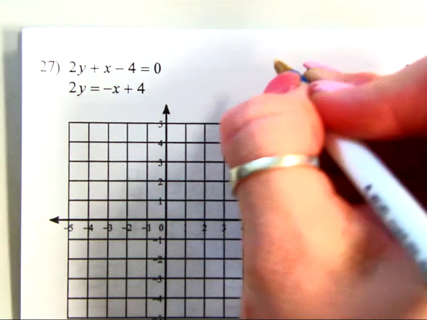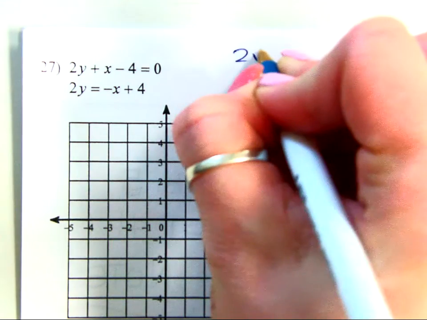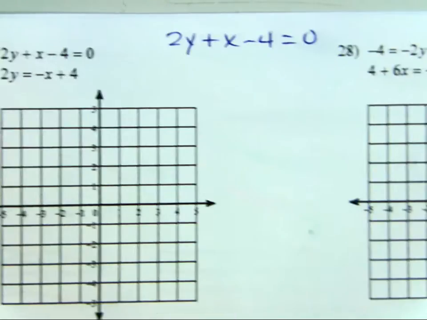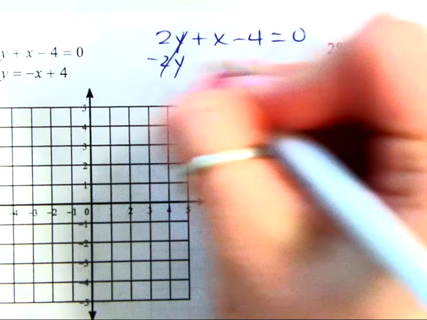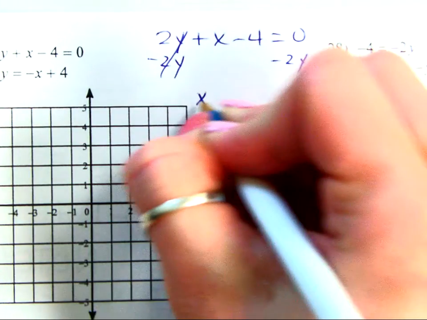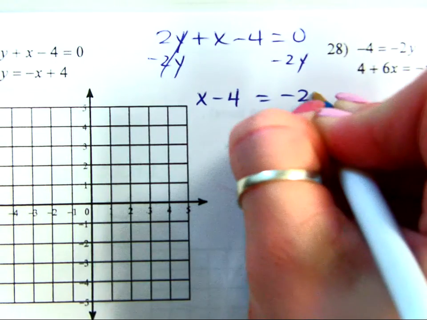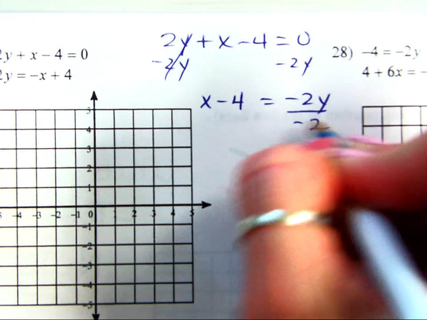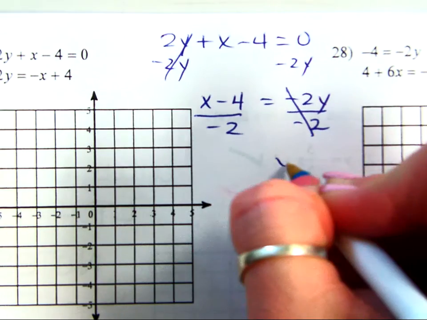So watch. Could I take 2y plus x minus 4 equals 0 and just subtract the 2y? Minus 2y. That leaves me with x minus 4 equals -2y. Do you see what I did? You have the freedom to do that. So what if the y is on the right? It's still going to get you your slope-intercept form, isn't it?